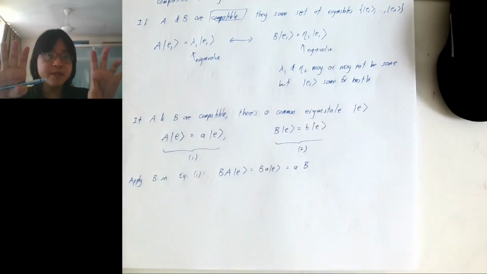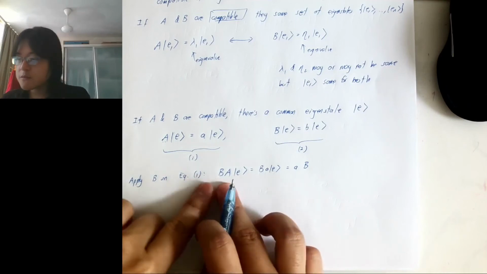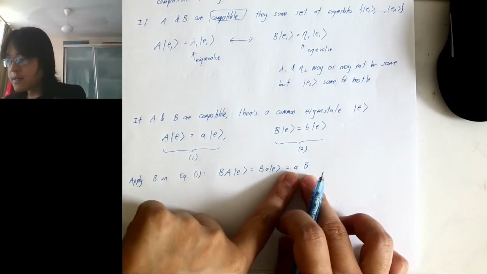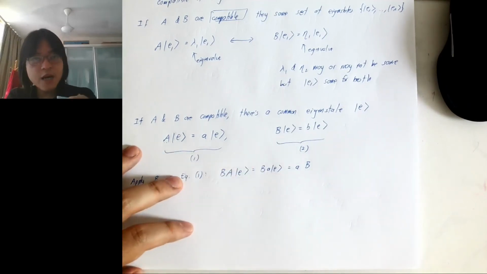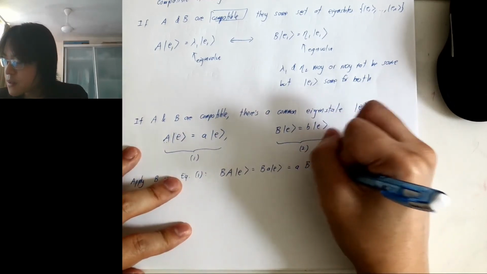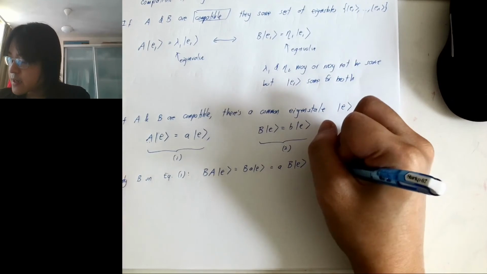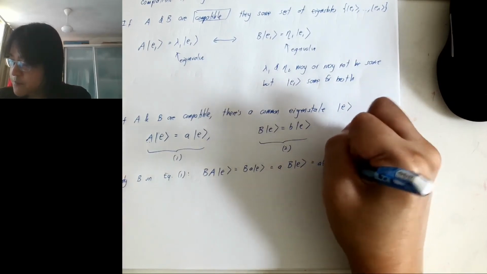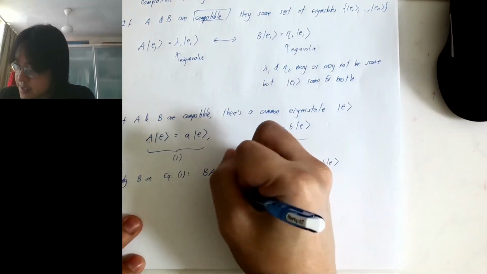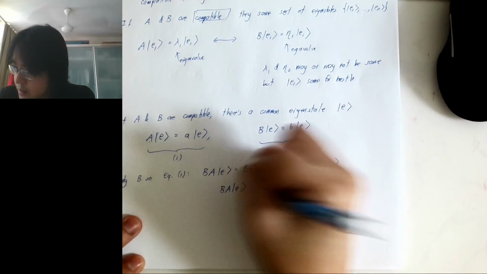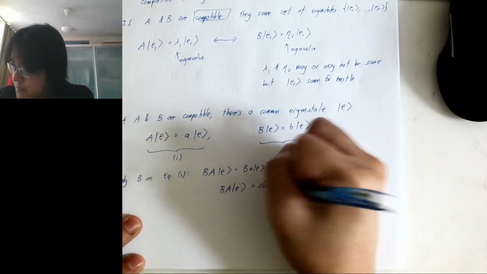Because matrix multiplication may not be the same, right? So they may not be the same here. But A is a number, I can just push it aside. So I got B times this. Then B operates on E. So B operates on E, I got A times B times E. Right. So the conclusion that we find is that BAE is ABE.